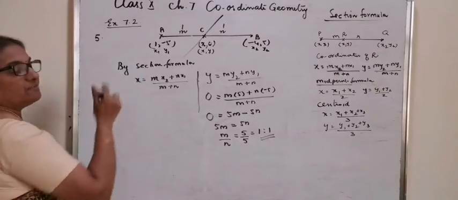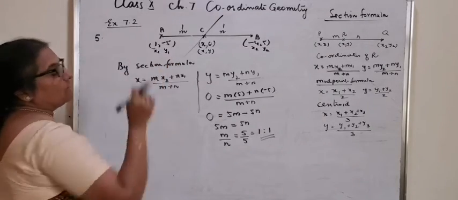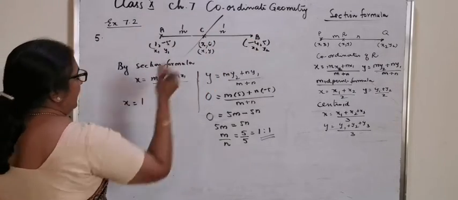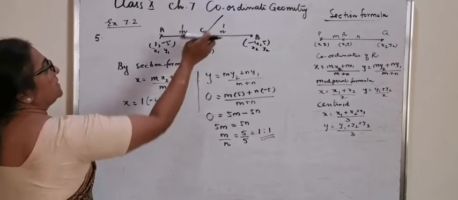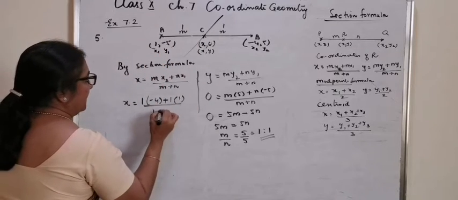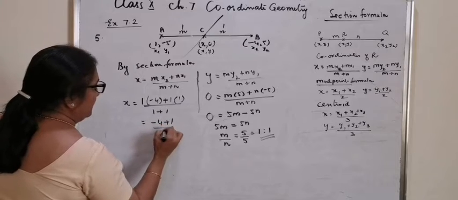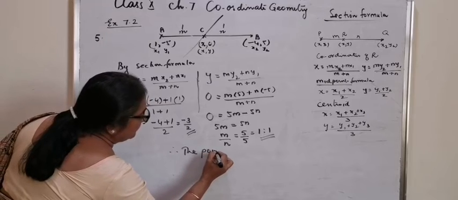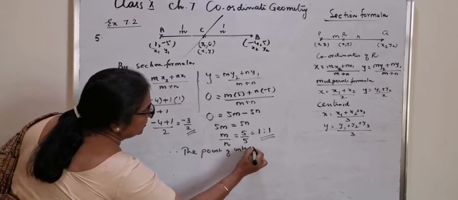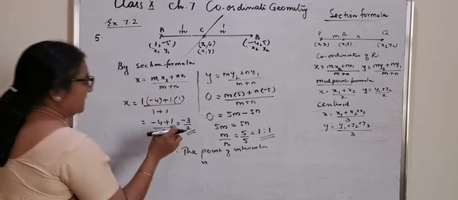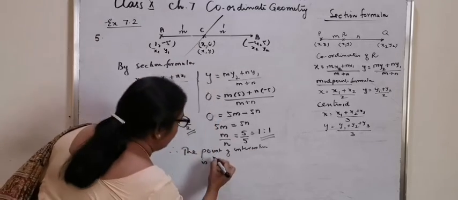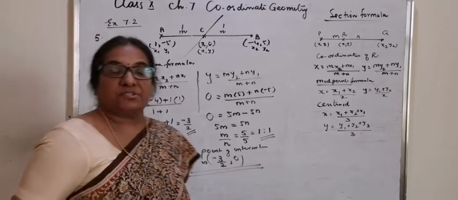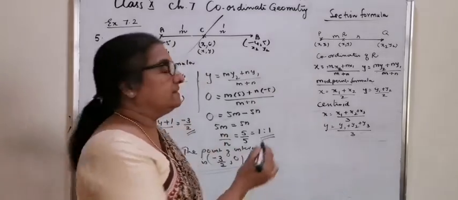So what is the x coordinate of the point? x is equal to (1 into -4 + 1 into 1) divided by (1 + 1), that is (-4 + 1) by 2, or -3 by 2. Therefore, the point of intersection has x coordinate -3 by 2 and y coordinate 0. That is (-3/2, 0). This question also is a very important 3-mark question.